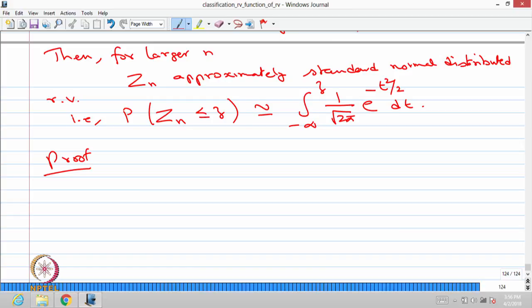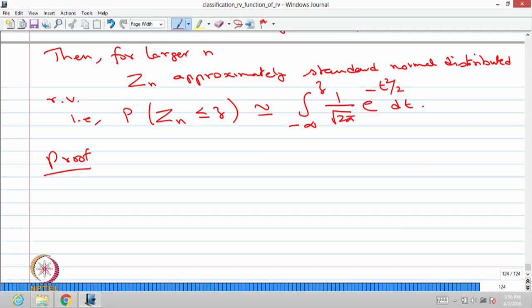For the proof, we will make the assumption that the MGF of each Xi exists, even though for some random variables the MGF may not exist. Here we made the assumption that only at least second order moment exists. That does not mean that the MGF, or moment generating function, of each Xi exists. We make the additional assumption that the MGF exists, then later we will relax it.